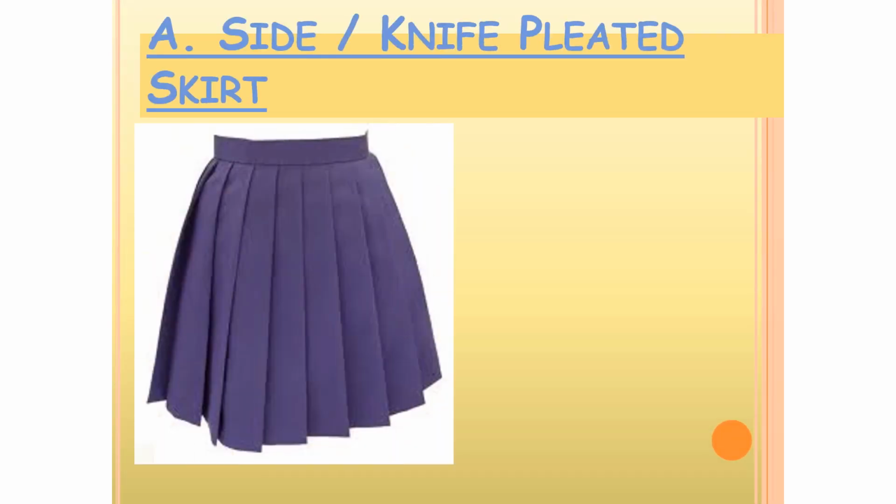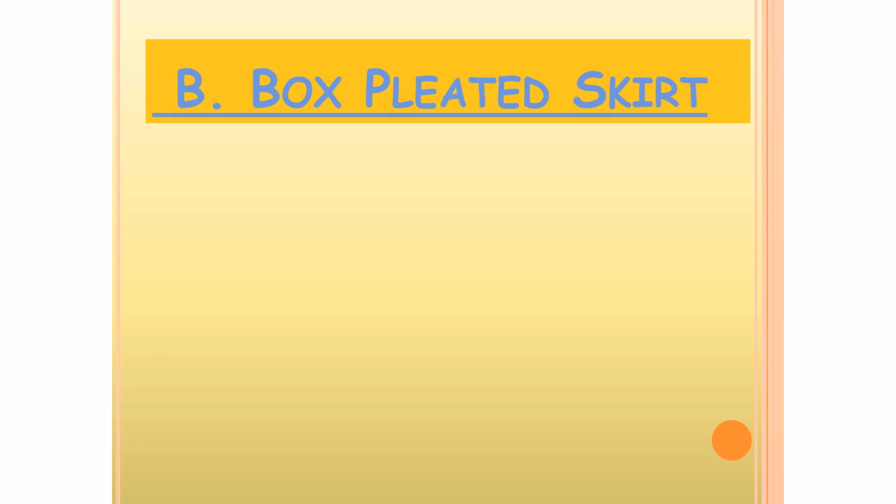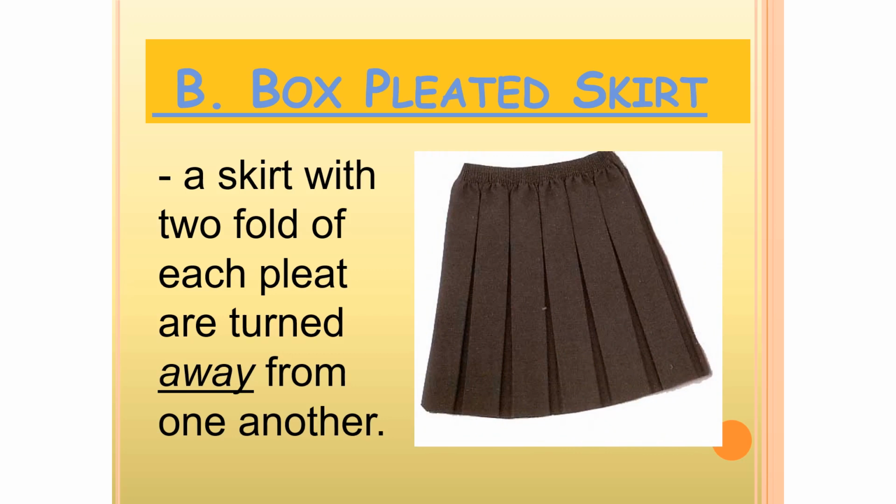So how do they look like? This is an example of a side or the knife pleated skirt. It is a skirt with folds turned in the same direction on one side. Again, it is what we call the side knife pleated skirt. Next is the box pleated skirt. It is a skirt with two folds of each pleat turned away from one another. As you can see on the photo, this is the box pleated skirt.